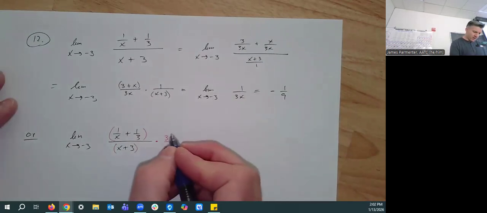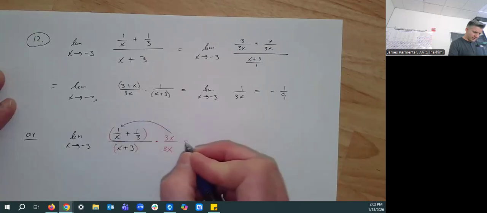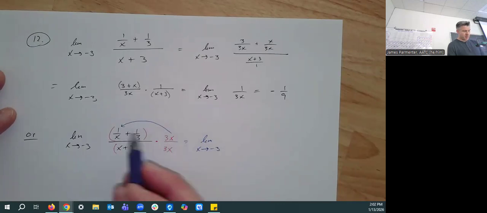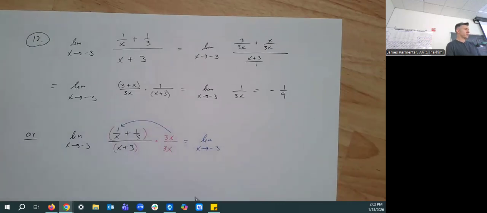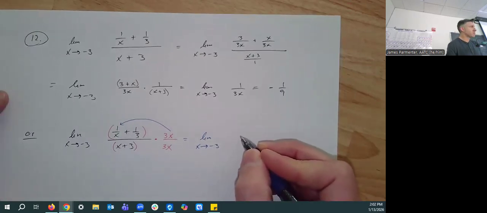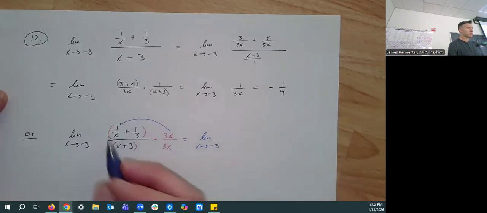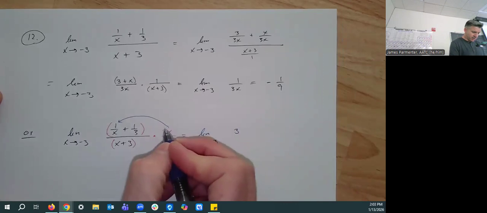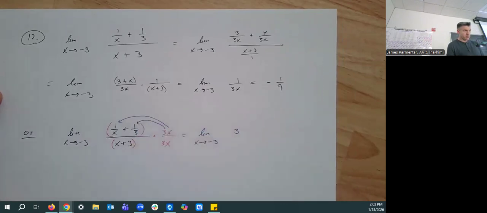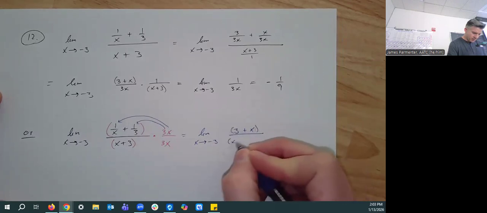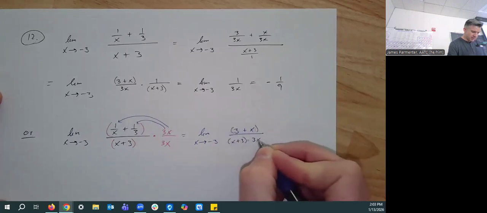So when we multiply the 3x by 1 over x, sorry, don't forget to write the limit. Limit is x equals -3. 3x times 1 over x is what? What happens to the x's? They cancel, so what are you left with? And what's 3x times 1/3? Right. Over x plus 3 times 3x.